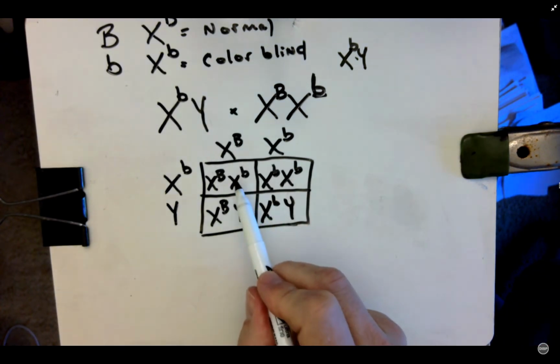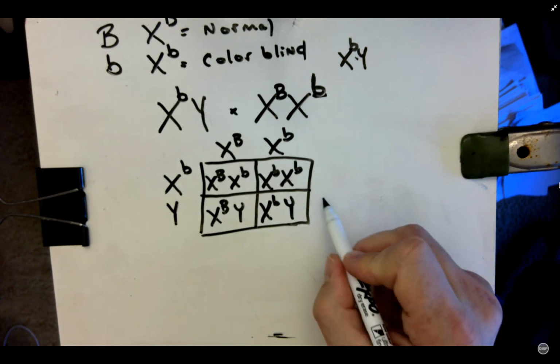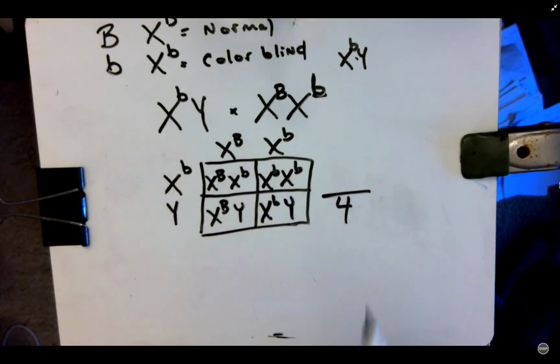So there are 1, 2, 3, 4 possibilities. Let's see what we're looking for. What is the probability that they will have a blind daughter? Now, this is really important to understand. Language is everything in these sorts of problems.